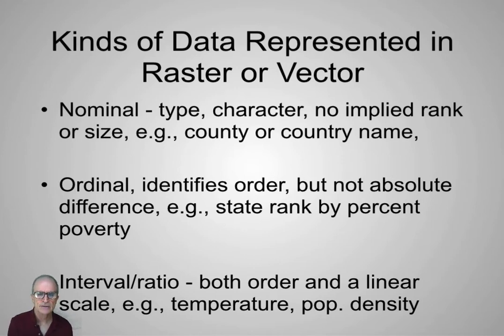Interval ratio are numbers as we think of them in algebra on a scale. The same scale, they're linear, something like temperature, population density. 40 degrees is twice as warm as 20 degrees. It's on a scale that means something.